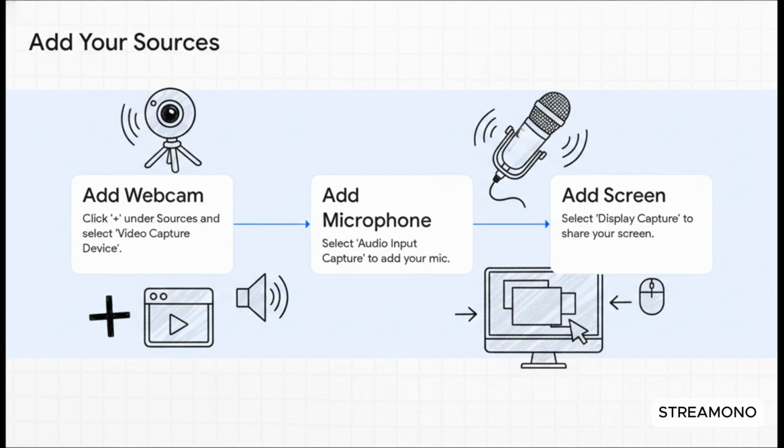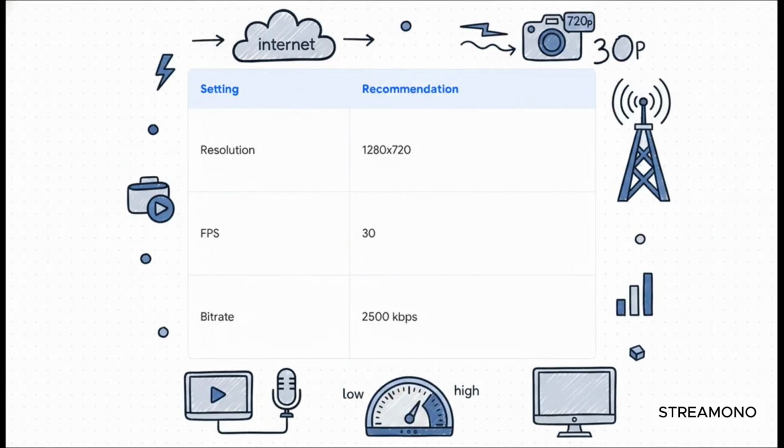It's super intuitive. Now, settings can look pretty intimidating, but let's just keep it simple. For beginners, sticking to a 720p resolution at 30 frames per second is a fantastic, super reliable place to start. And a bitrate of 2500 kbps is a great sweet spot for quality that won't crush most internet connections. You can always tweak these later, but this will get you a smooth stream right out of the box.